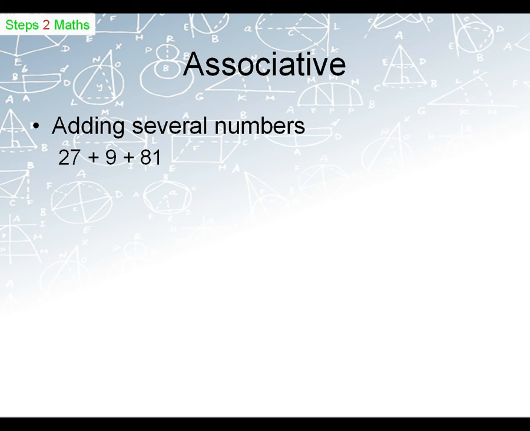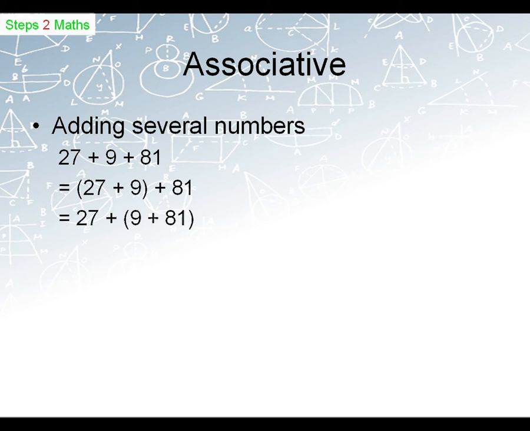We also want to look at the idea of associativity. So the term we're looking at here is called associative, and is going to come into use when we're adding several numbers. So let's look at the expression 27 plus 9 plus 81. So there's two different ways we could do this. We might first of all add 27 and 9 and then add 81. Alternatively, we could add 81 and 9 together first and then add 27.